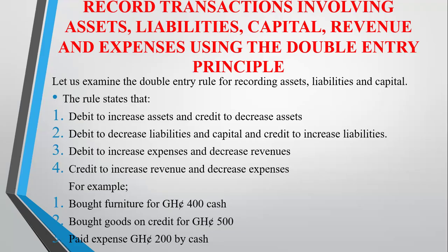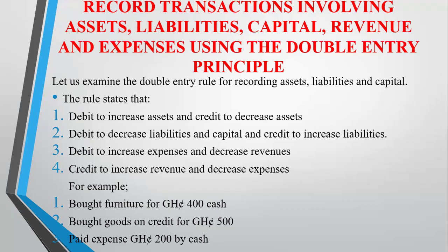Here it is saying that anytime a transaction occurs and the transaction involves liabilities and capital, if after the transaction occurred, it is decreasing liability, we should debit it. And if the transaction is decreasing our capital, we should debit it. And if the transaction is increasing our liabilities, we should what? Credit it.